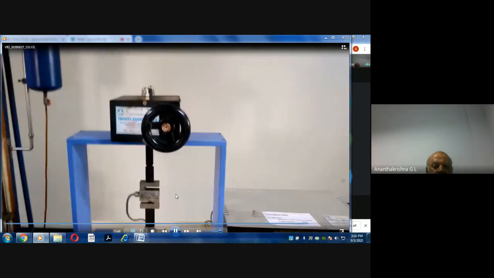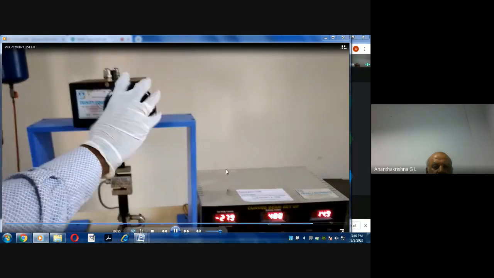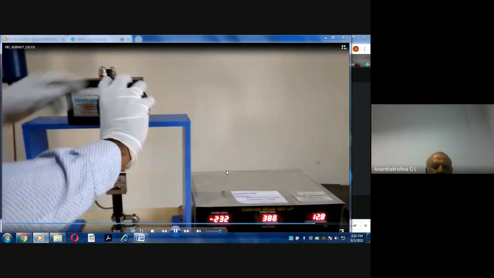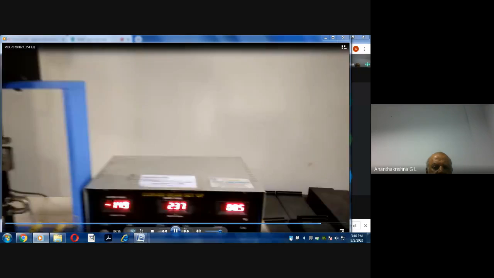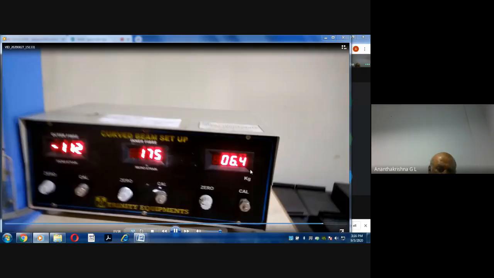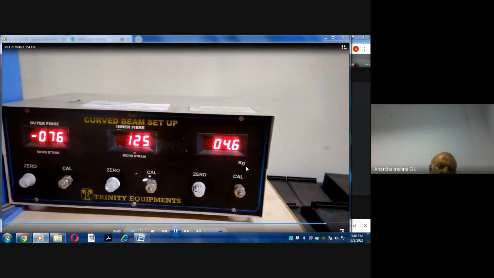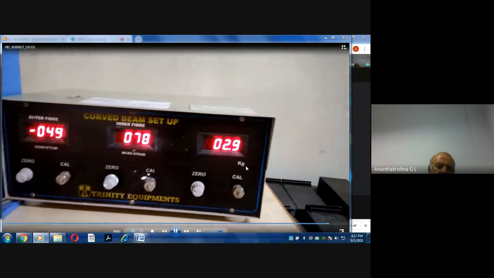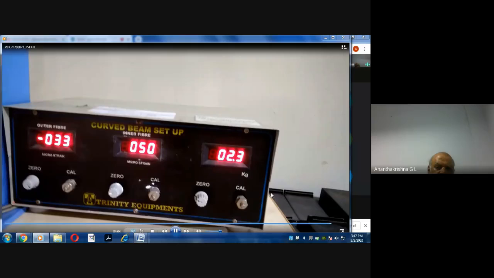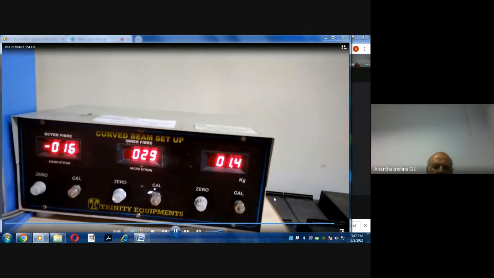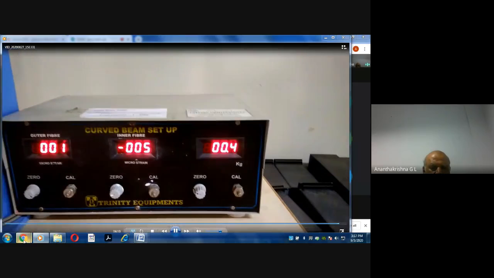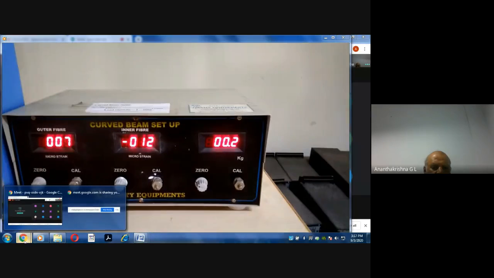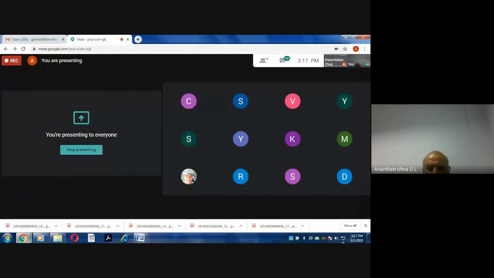Now, what you need to do is slowly relieve the load cell of the load by slowly rotating the wheel and making the load reading 0. Load is applied in the form of kgs, so reduce it to 0. Okay, so compare the results. That's what you need to do in the curved beam experiment.